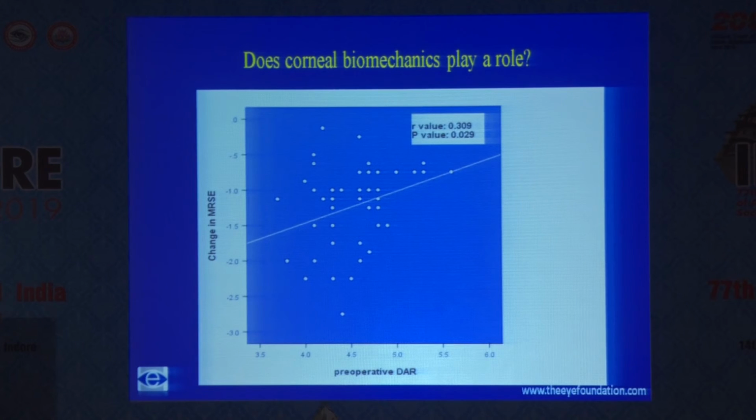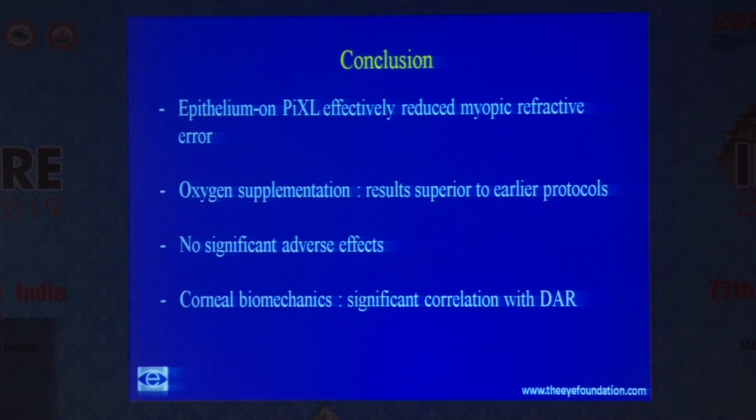greater change post-PiXL. So I'd just like to conclude that the epi-on PiXL is effective in reducing myopic errors. The oxygen supplementation gives you superior results as compared to the earlier protocols, including the epi-off approach, but comes with the additional advantages of reduced patient discomfort, reduced risk of infection and haze. There was no significant adverse effects noted in our cohort, and corneal biomechanics has a significant correlation and can be the future in evolving nomograms in order to decide the amount of fluence required for correction.